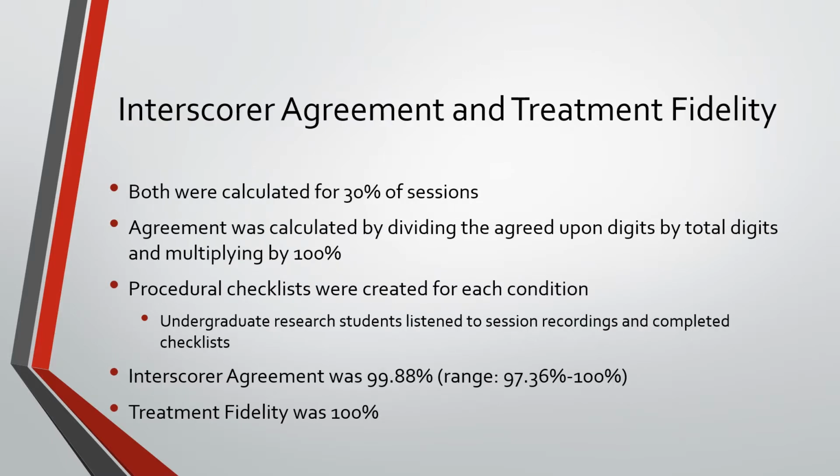And so for interscorer agreement and treatment fidelity, both were calculated for 30% of sessions. Agreement was calculated by dividing the agreed upon digits by the total digits and multiplying by 100%. Procedural fidelity checklists were created for each condition, and then undergraduate research students listened to session recordings and completed the checklist. And so interscorer agreement was just under 100%, ranging from 97 to 100, and treatment fidelity was 100%.